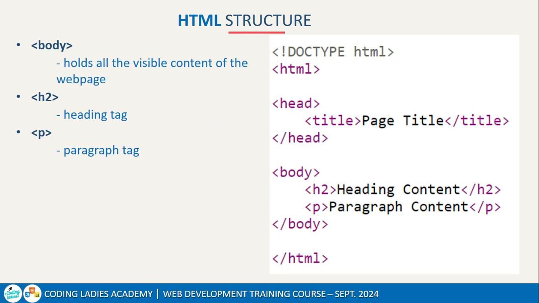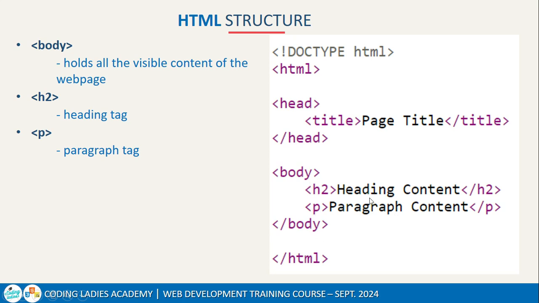Then we have some tags in between the body, and we have the H2, which is one of the heading tags. Then you also have the paragraph tag. So this is just a basic structure of what an HTML file or document looks like.